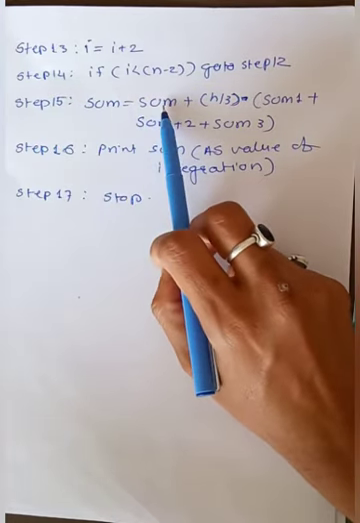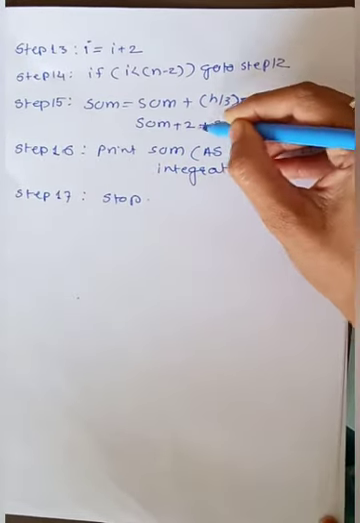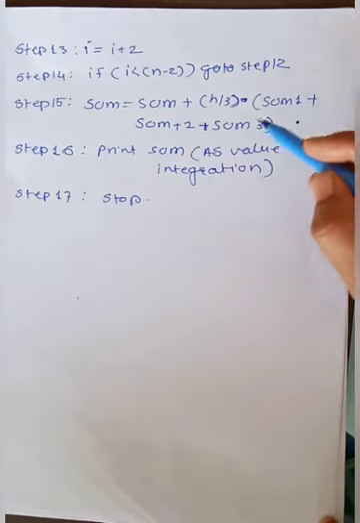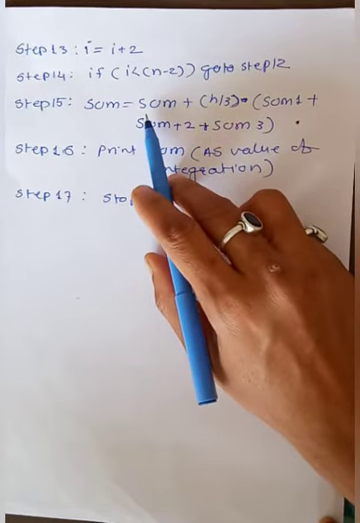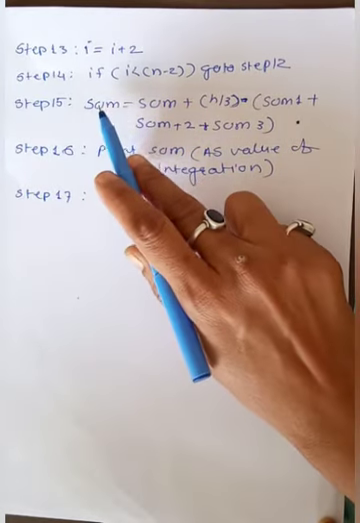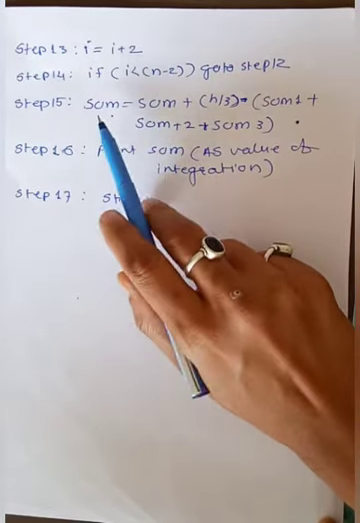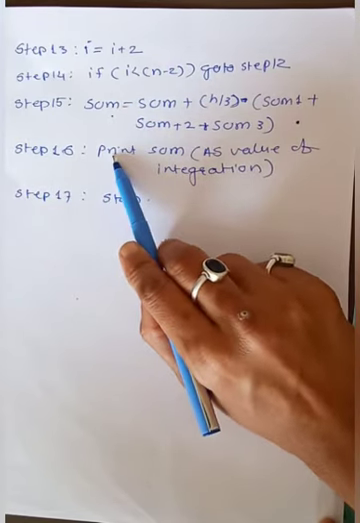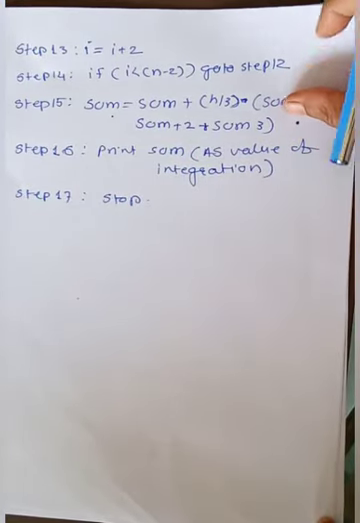That is what? Sum is equal to sum plus h by 3 into sum 1 plus sum 2 plus sum 3. So whatever we calculated is added here, and that value is nothing but the value of the integration, that is our Simpson's one-third formula. The integrated value is stored in step 15. Now that value can be printed, the integrated value, Simpson's one-third solution, by using the statement print sum. Okay, and we have to stop here. So this is the algorithm.